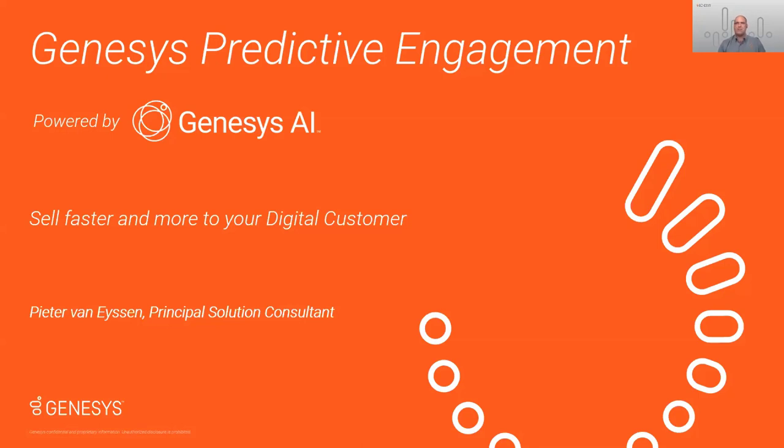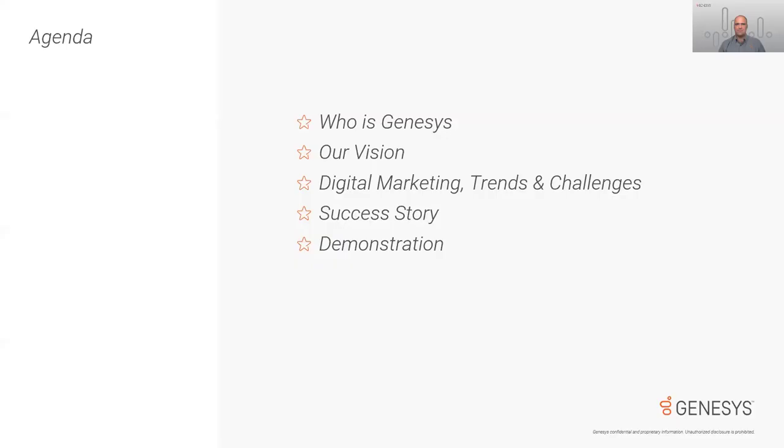Today, I will be presenting Genesys predictive engagement and how our practical application of AI through machine learning can help businesses sell faster and more to their digital customers. My agenda for today is to tell you a little about Genesys and our vision. Then I will touch on some of the trends and challenges faced in the digital retail space, talk about a real-world success story, and finally, demonstrate a simple use case on how applied AI can have a positive impact on your sales to your digital customers.